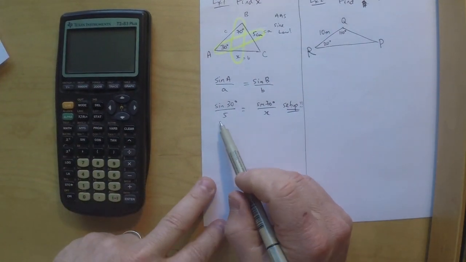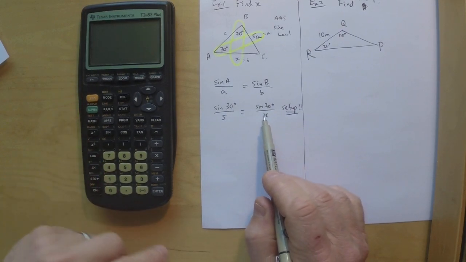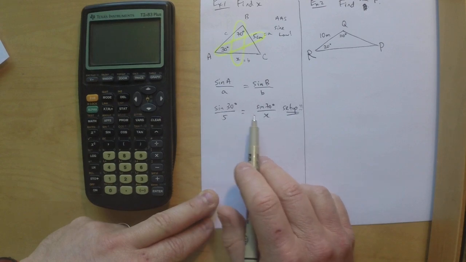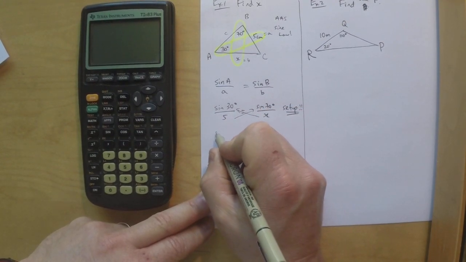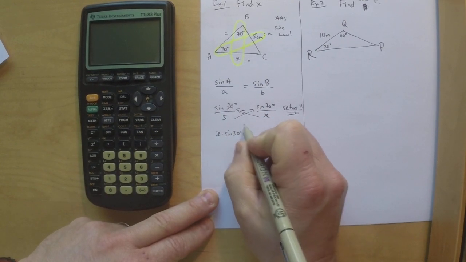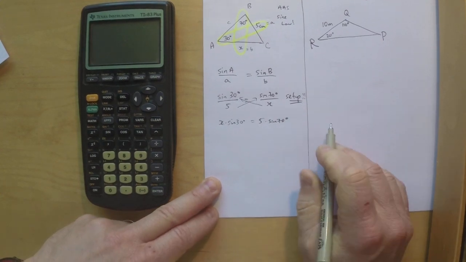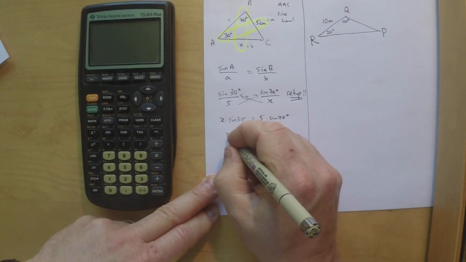As soon as I get this, it's now a proportion. So it's like this is to this as that is to that. I solve this just by cross multiplying. So I go x times this, so this multiplies this multiplies that. So I get x times sine 30 equals 5 times sine 70. And I'm one baby step away from having x. Divide both sides by sine 30.